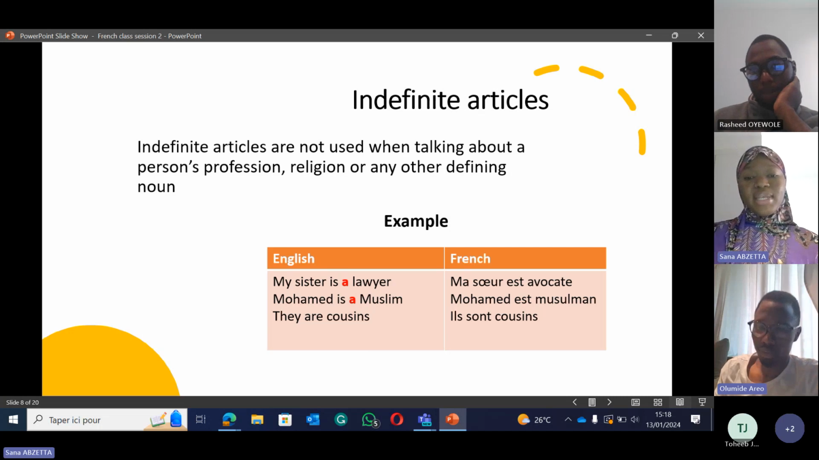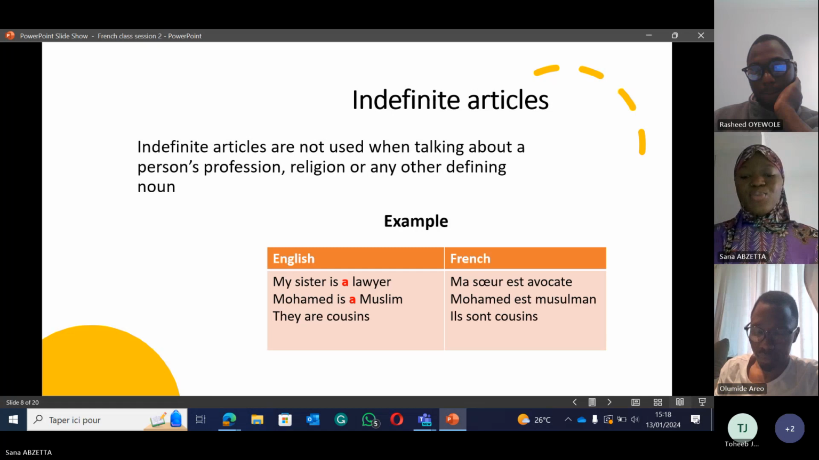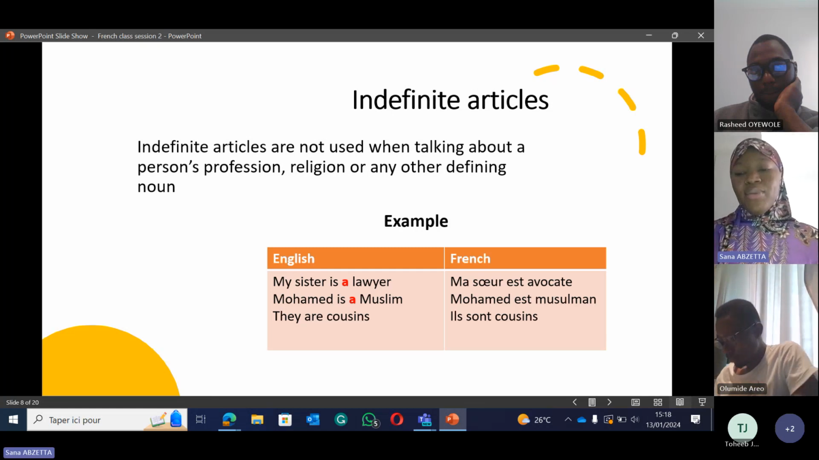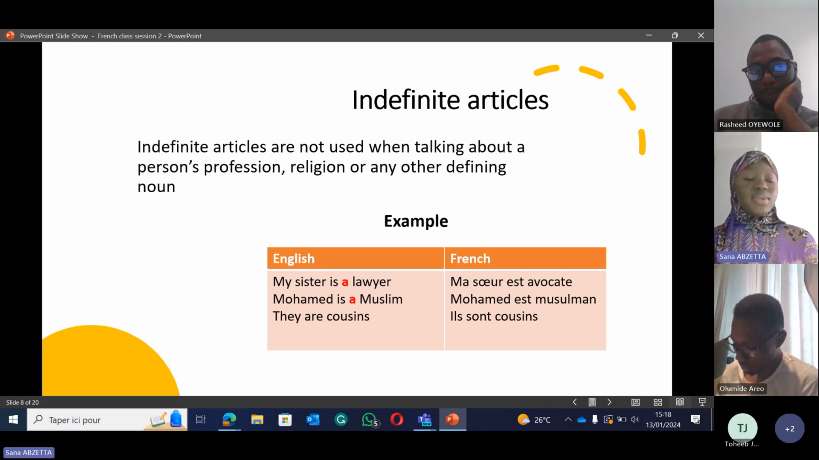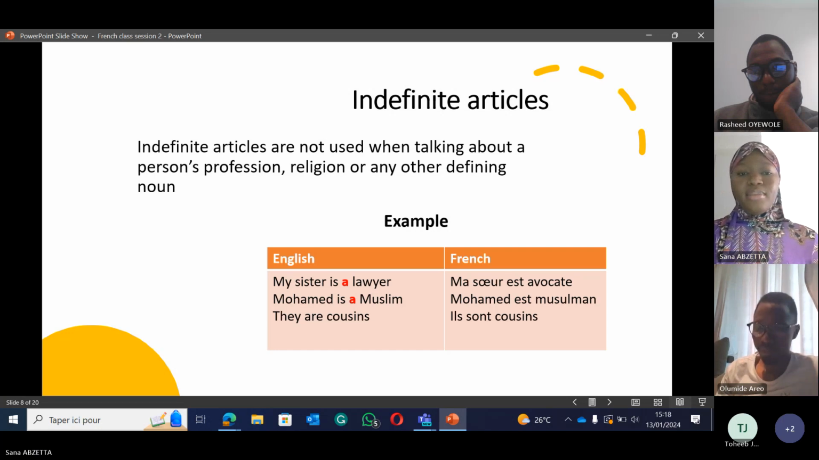For example, if you want to say your sister is a lawyer, in French, we just say ma soeur est avocate. It's more correct not to use the article. If, for example, you want to say something about Rashid's religion, you would say Rashid is a Muslim in English. But in French, you just say Rashid est musulman without the article.